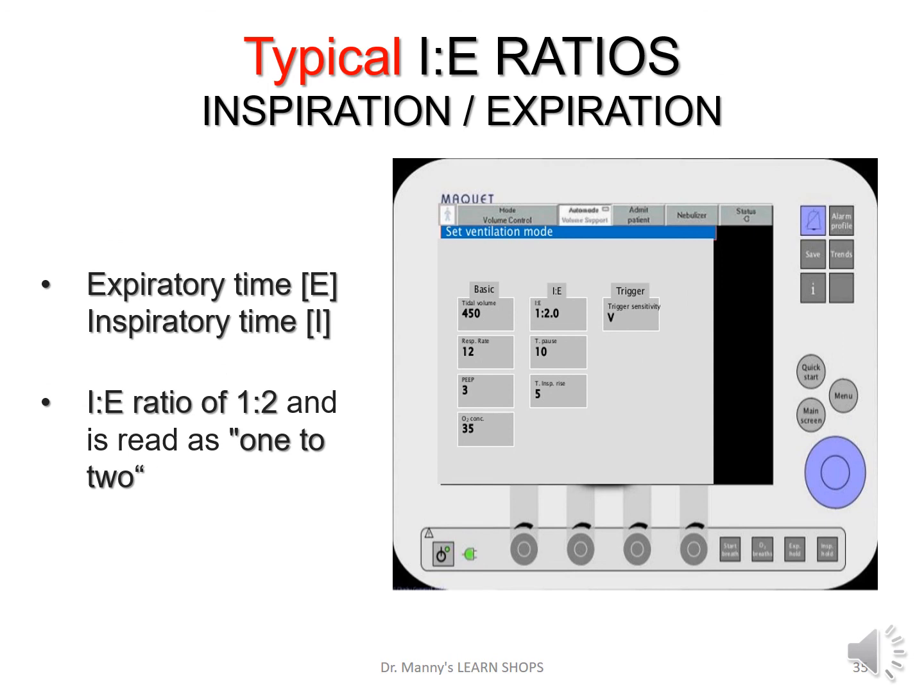So in a mechanically ventilated patient, typical I:E ratios are simulated as we would with normal spontaneous breathing. So the inspiration-expiration time is replicated at 1 to 2, meaning the ventilator allows twice as long for expiration as it takes for inspiration. 1 to 2.